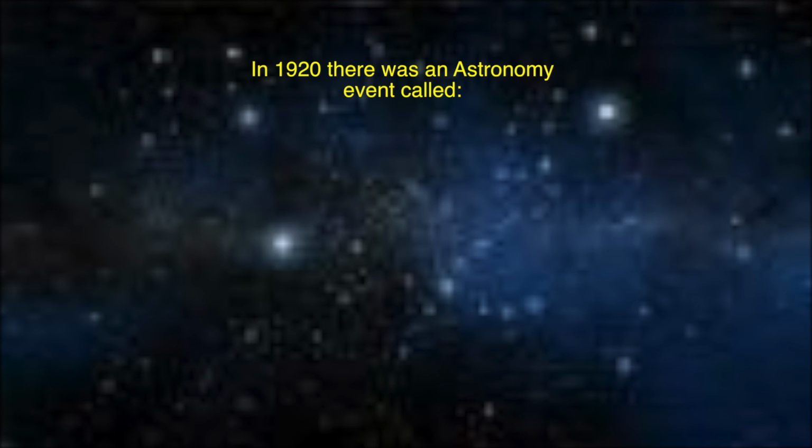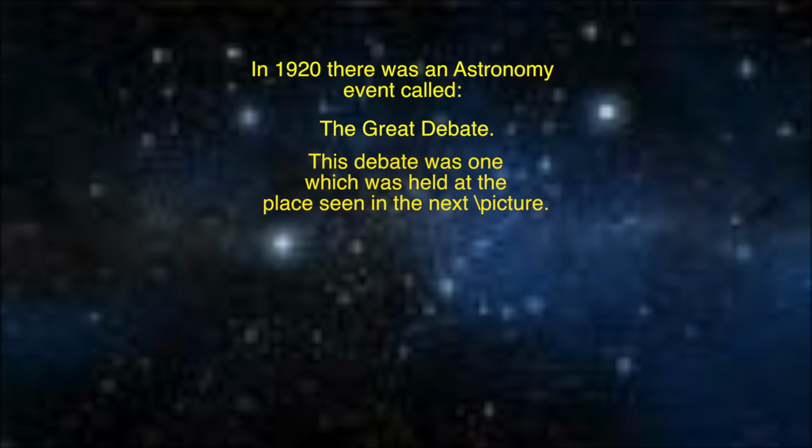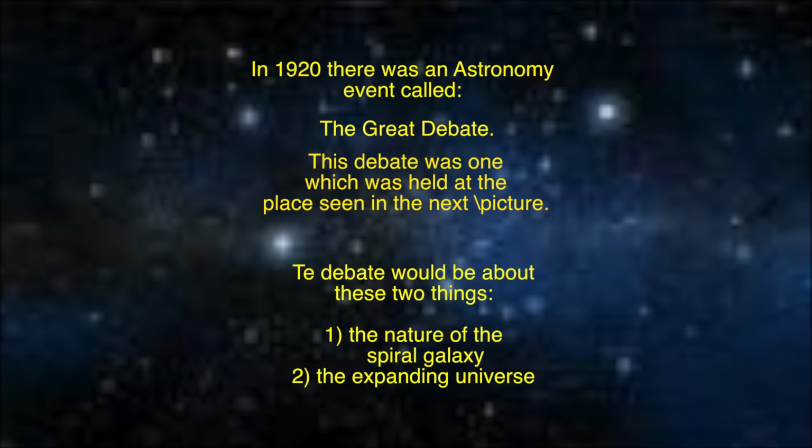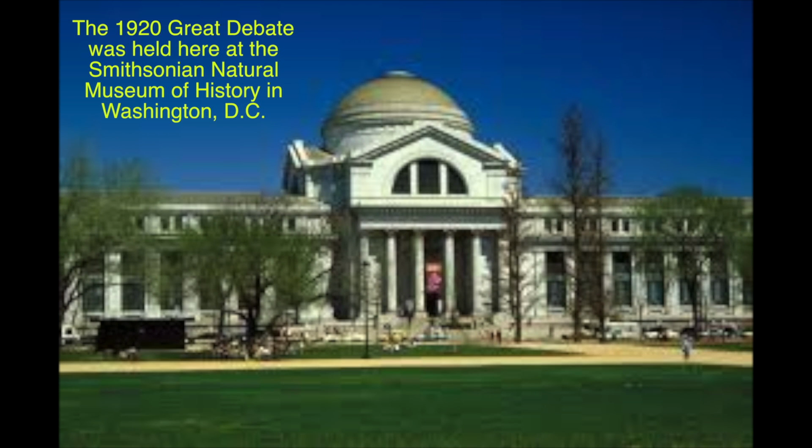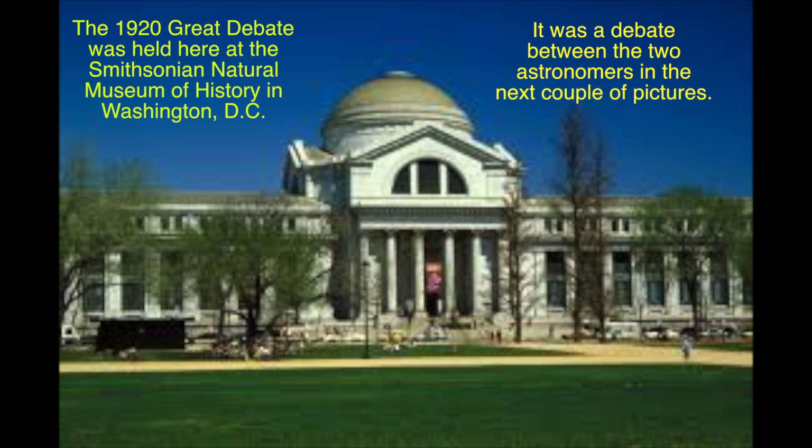In 1920, there was an astronomy event called the Great Debate. The debate was held at the place seen in the next picture. The debate was about these two things: 1, the nature of the spiral galaxy, and 2, the expanding universe. The 1920 Great Debate was held here at the Smithsonian National Museum of History in Washington, D.C. It was a debate between the two astronomers in the next couple of pictures.